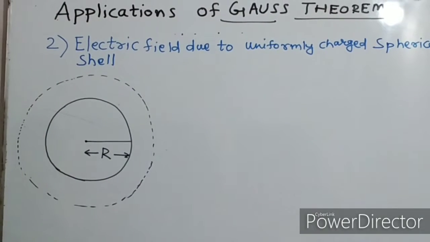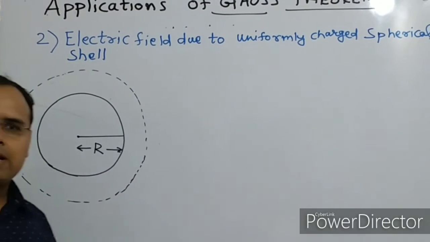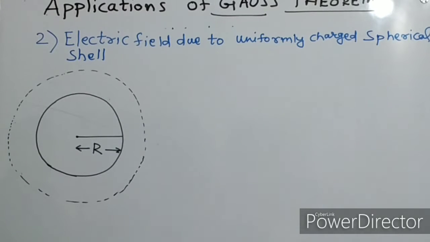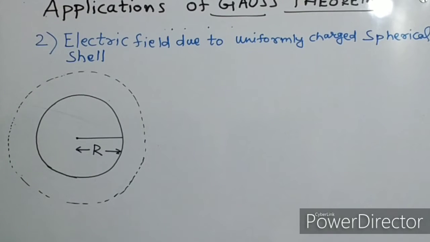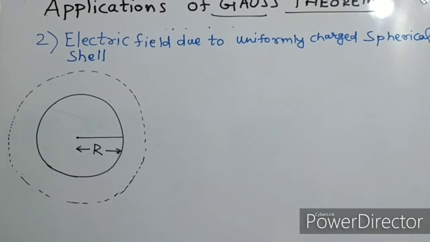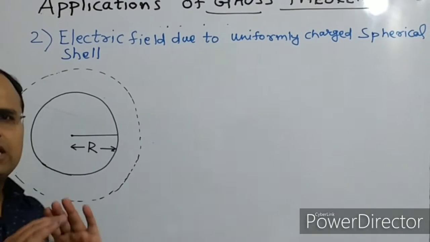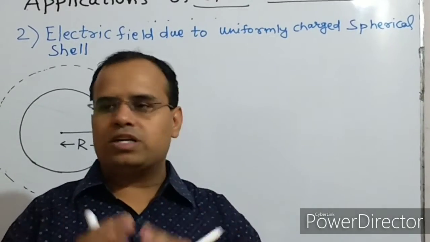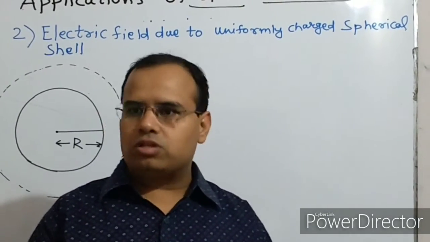Now we'll be discussing the second application of the Gauss theorem, which is the electric field due to a uniformly charged spherical shell. So what is the shell? A shell is hollow from inside. It has a surface, but it is hollow from inside. That is what the shell is.